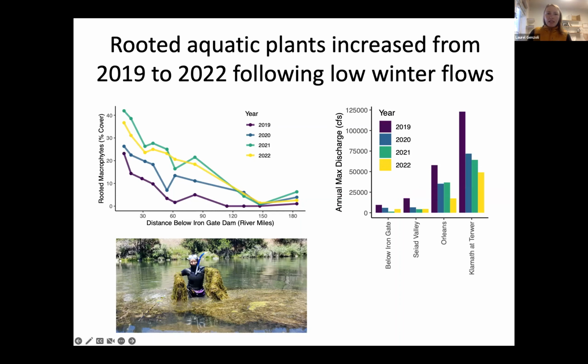So you can see I have just the maximum annual discharge plotted here on the y-axis, and then these are the 3 gauge sites on the main stem of the Klamath. And you can see that there was a decently large flushing flow in 2019, but that maximum annual winter flow has been decreasing steadily since 2019. So we really haven't had a big scour event of a magnitude that would probably be able to really wash out and reset the plant community.